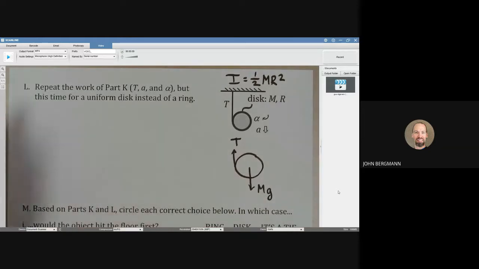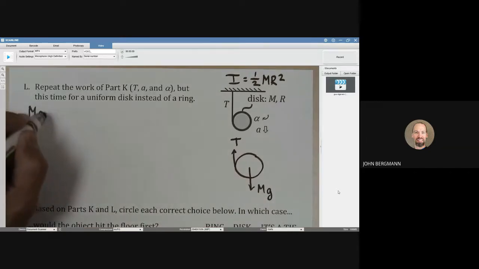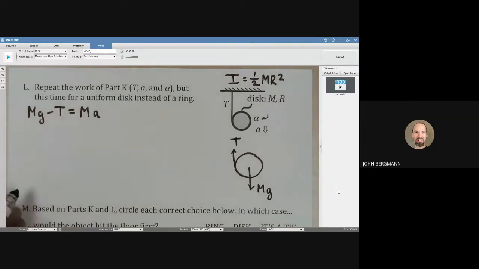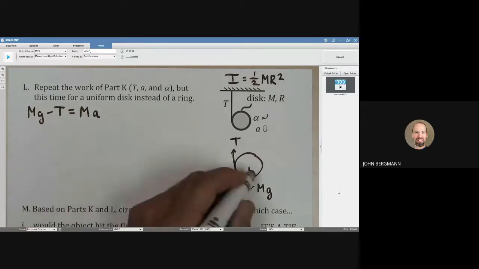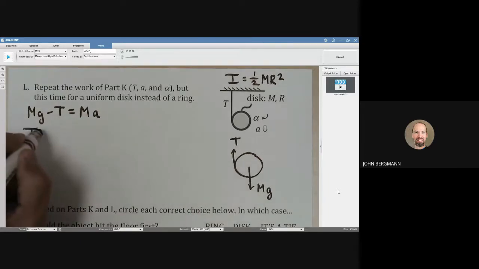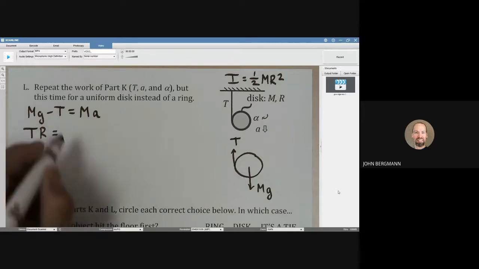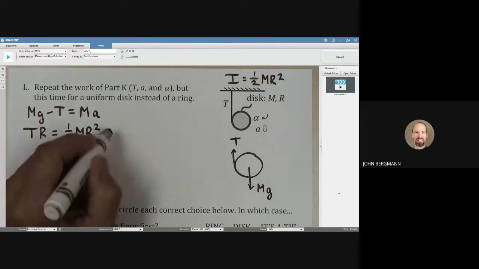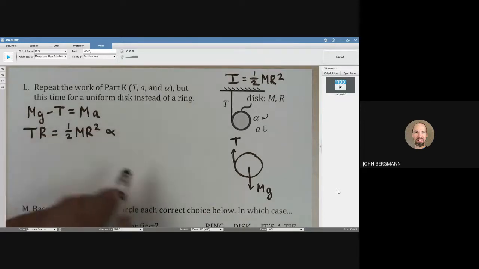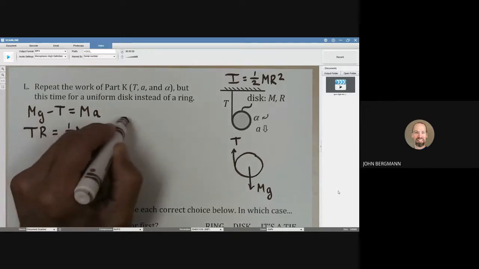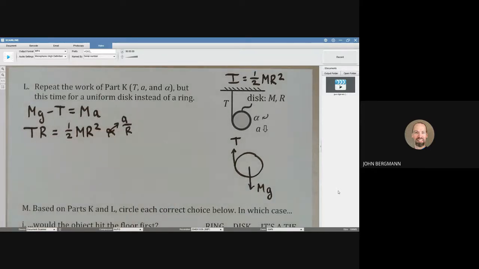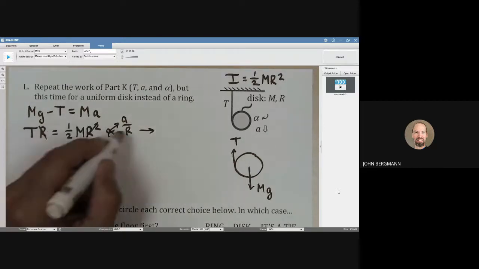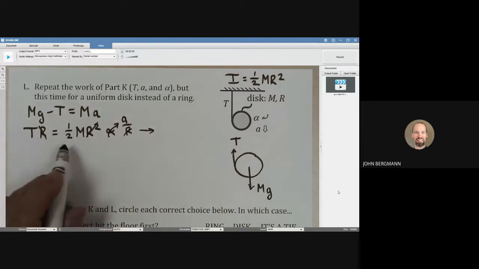Here we go. Let's sum the forces vertically. mg minus the tension should equal the mass of this thing times its acceleration. The net torque about the center of mass, tension times R, is equal to the moment of inertia, 1/2 mR squared, multiplied by alpha. As we just said, alpha is the same thing as a over R. So what does this expression simplify to? All the R's cancel. I'm seeing that the tension is equal to 1/2 ma.